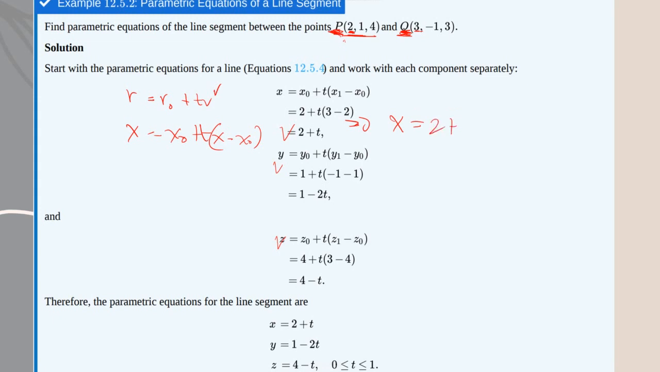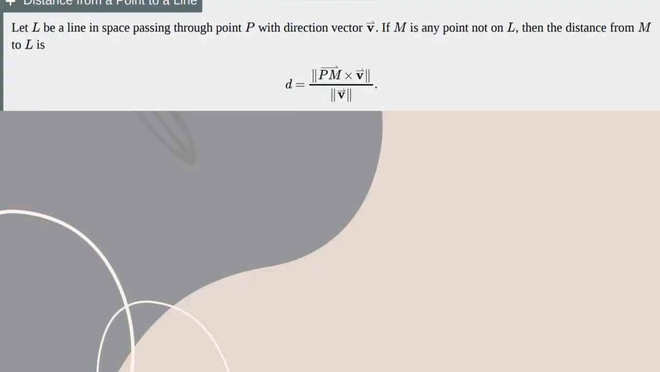x equals 2 plus t. Transpose, you will have this. And for y equals 1 minus 2t, and z is 4 minus t.